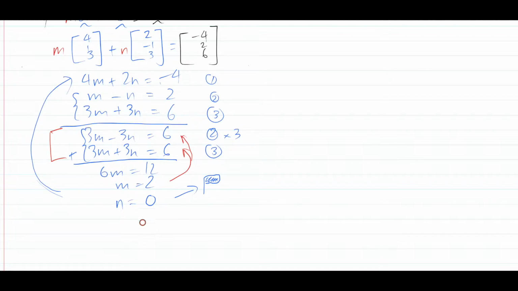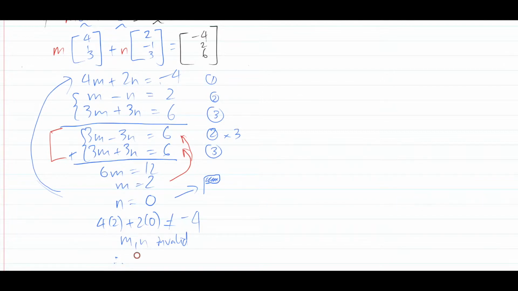So in this case, let's use 0, just think 0 works. So 4 times 2 plus 2 times 0, and unfortunately, you do not get negative 4. So 4 times 2 is 8, 8 plus 0 is 8, and it's not equal to negative 4. That means your m and n values are invalid. So invalid does not meet your simultaneous equation.